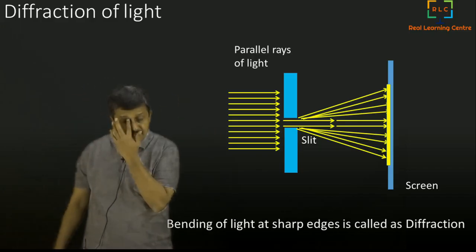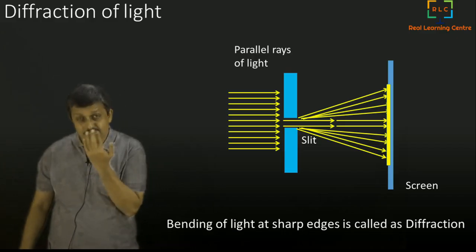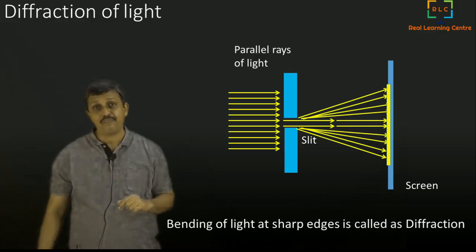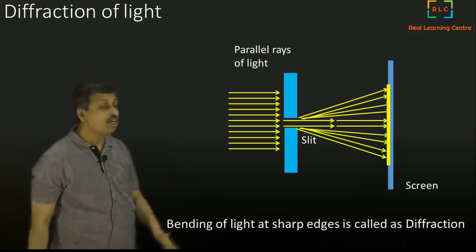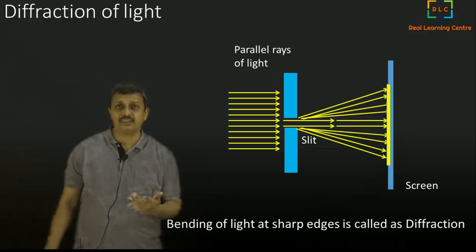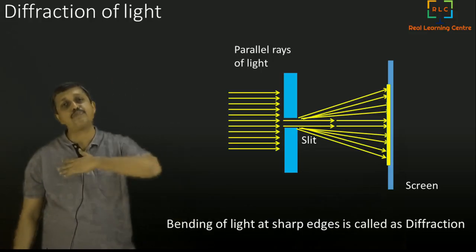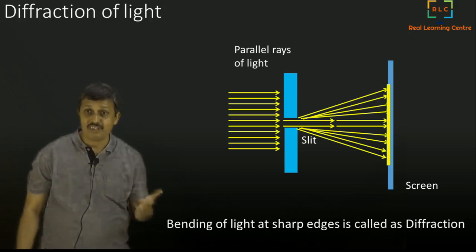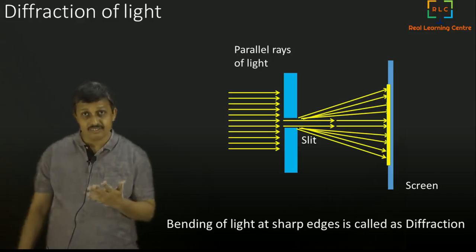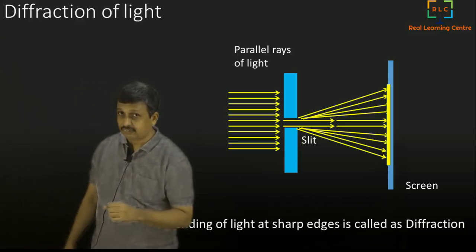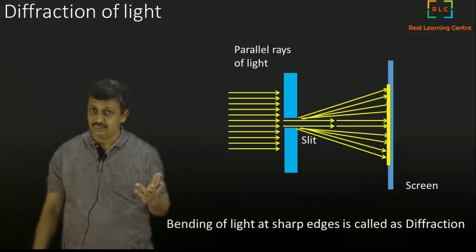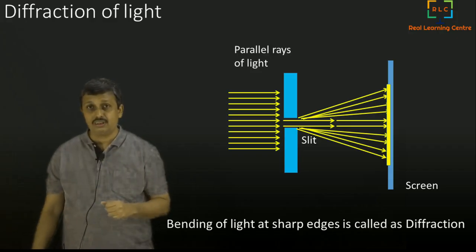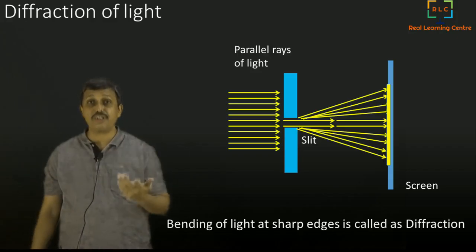There is no change of medium here. If there is a change of medium, it is called refraction. Here, bending of light at sharp edges is called diffraction. At sharp edges, light bends. So the wave theory of light can explain why it bends. In fact, sound also does that, the diffraction of sound. It doesn't need such sharp edges.